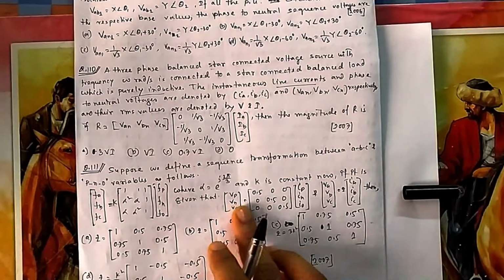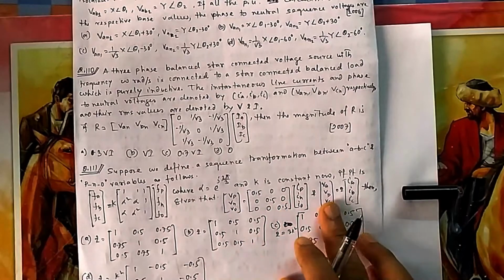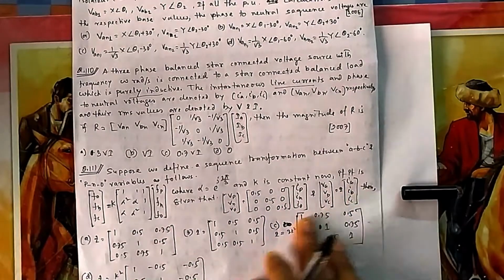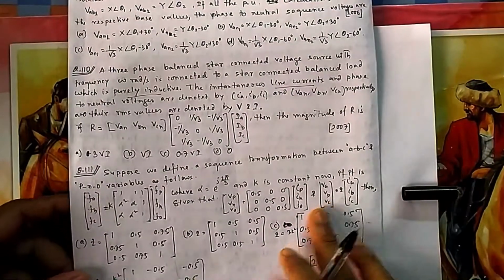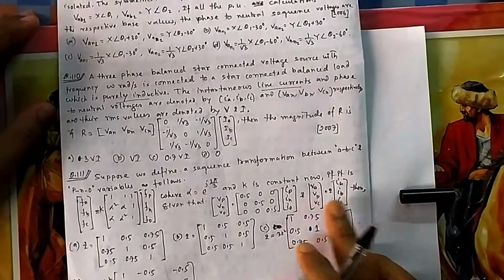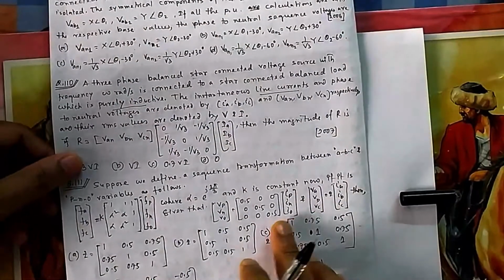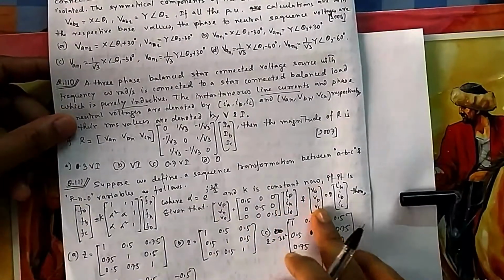If something of this format is given, VP is equal to this and VABC is equal to Z into this one, then what is Z? So you need to find a relation between what is given. You need to find a relation between VA and IA. And there is a relation between VP and IP, the sequence network relation. You want to find the relation between phase voltage and phase current.